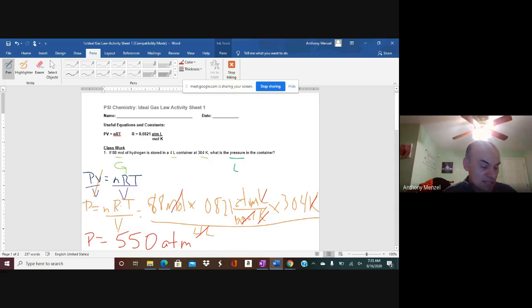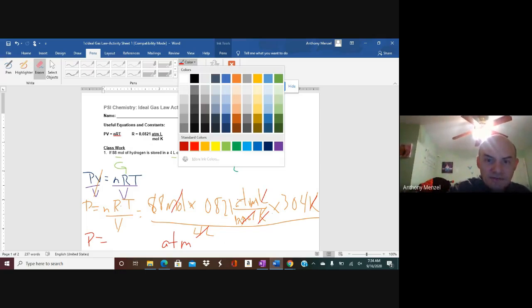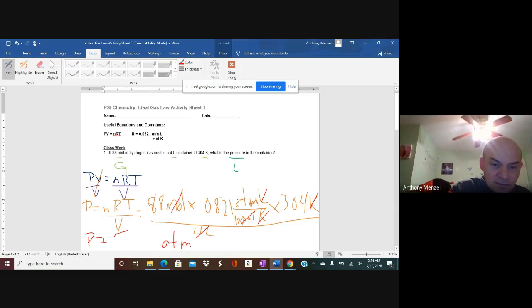Actually, this should be 500 atmospheres, and I'm going to explain why. It should be 500 atmospheres because in our problem, the number with the smallest number of significant digits is 4 liters. There's only one significant digit here. So 549, which is the numerical value you get when you do this math, would round down to 500 to one significant digit.